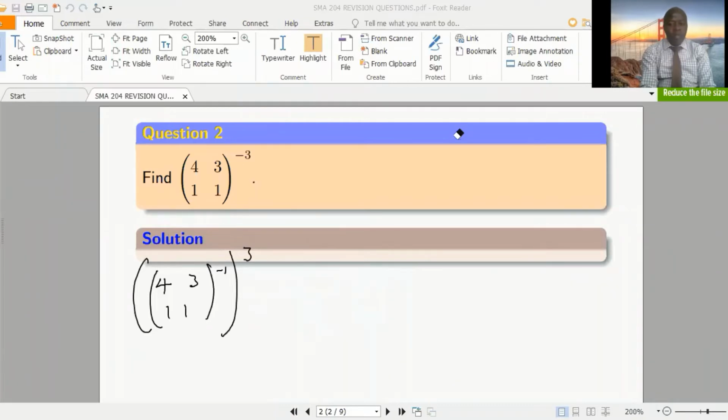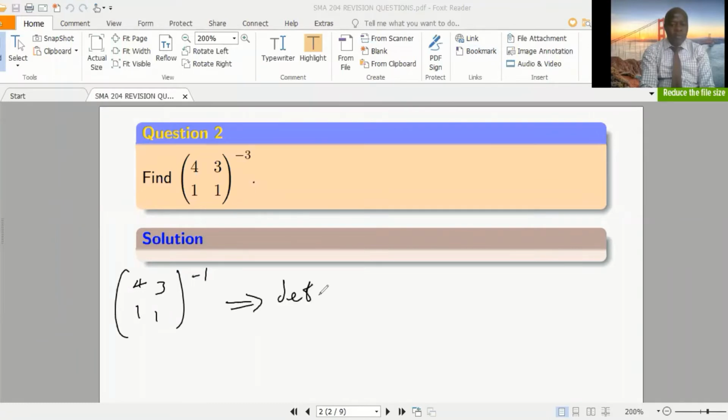So what the first option says is that I first of all find the inverse of this matrix. So let me just erase this. First of all, find the inverse, and then raise that inverse to 3. So let me find the inverse of this matrix. And I know to do this, first of all, I find the determinant of this matrix. The determinant of this matrix 4, 3, 1, 1 will be the product here minus the product here, which will be 4 minus 3 times 1.